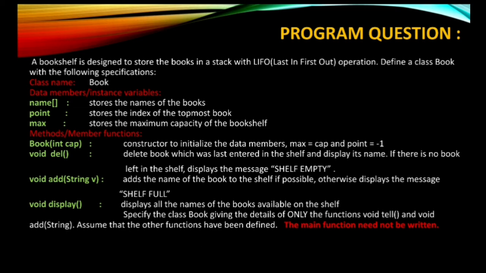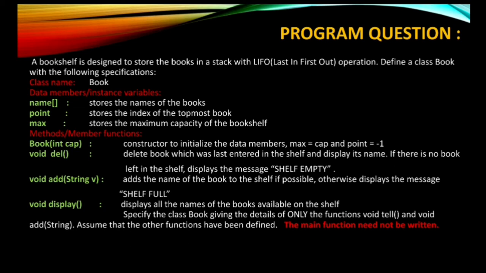Then you have point, an index as the topmost pointer, meaning in place of top we have to use point now. Any variable they can provide us, we have to use that variable only. Max is the maximum capacity of the bookshelf, meaning in place of size they are using max. Then we have methods. Book(int cap) is a constructor which provides us the capacity of the bookshelf, and we have to keep that capacity in max.